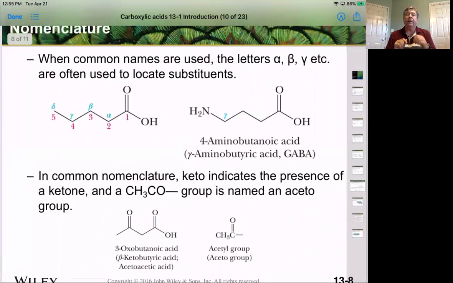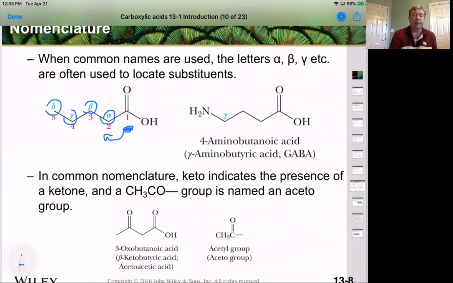So when we talk about the IUPAC names, we use numbers, but occasionally there's a common way to name them in which we use the Greek letters alpha, beta, gamma. In IUPAC, we always start with the carbonyl carbon as number 1. However, when we look at common names, we start with the carbon next to the carboxylic acid as our alpha carbon, then our beta, our gamma, and our delta here.